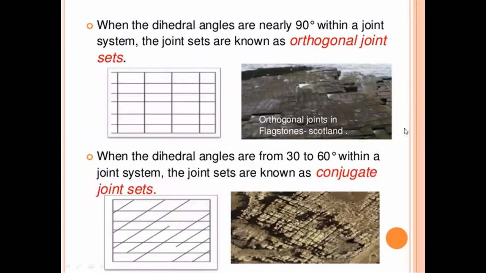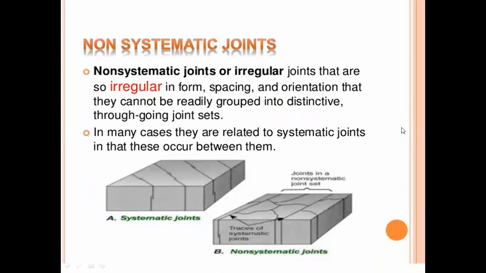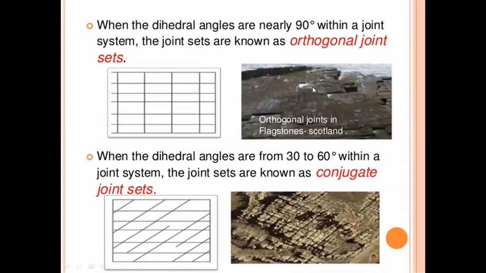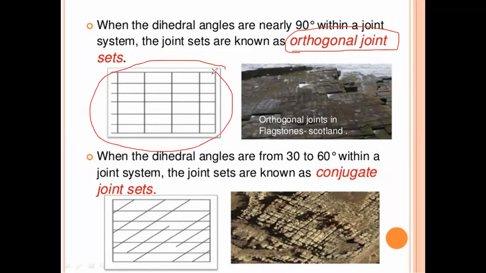Now here the various images are there. Orthogonal joints are one special type of joints. What is the meaning of orthogonal joints? The joints which show two directions. Now here two direction sets are there. One direction is in the vertical direction, and the second direction is in the horizontal direction. Two directions are there for the joints.